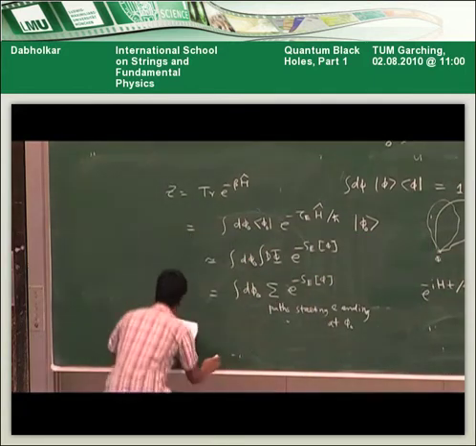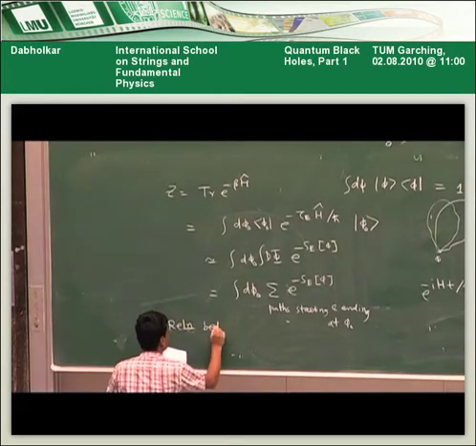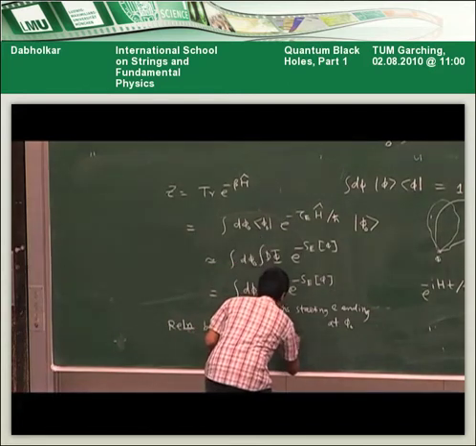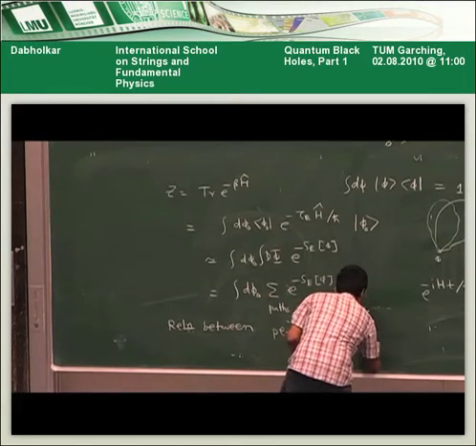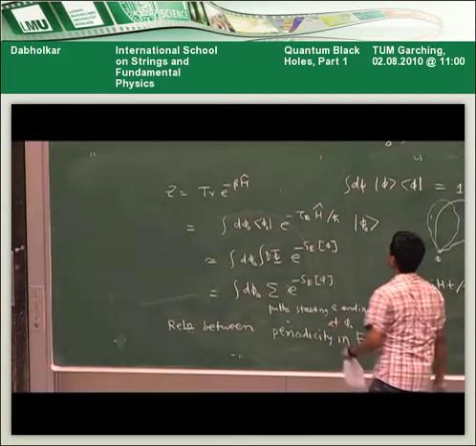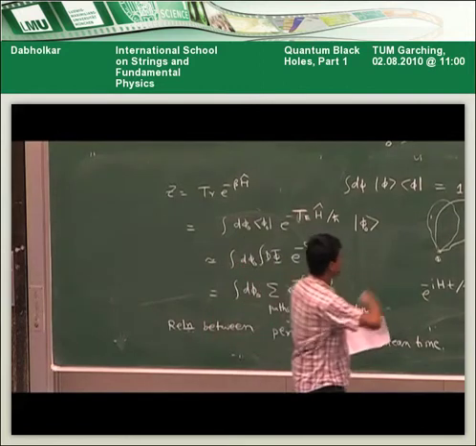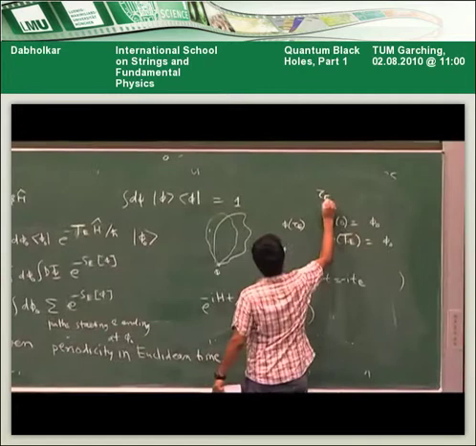So we see that there is a relation between periodicity in Euclidean time. Let me call this capital TE, because this is the total time that you are taking, and this is a trajectory of TE. So tau E is going from 0 to TE.